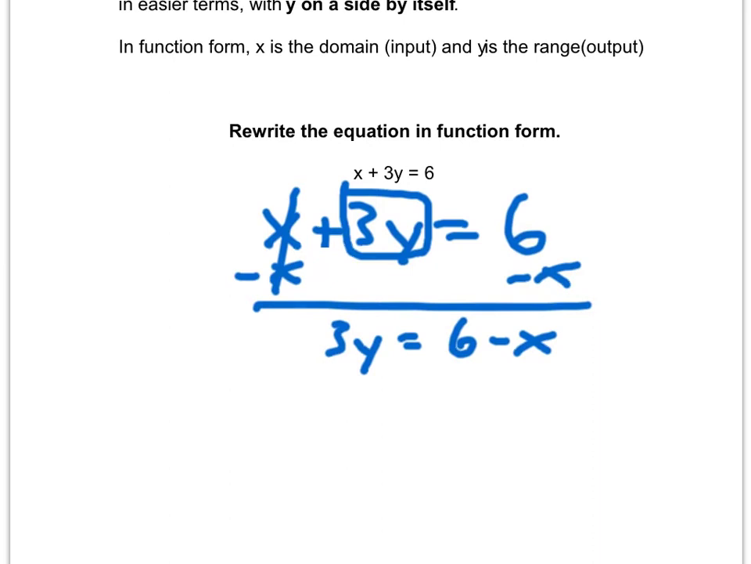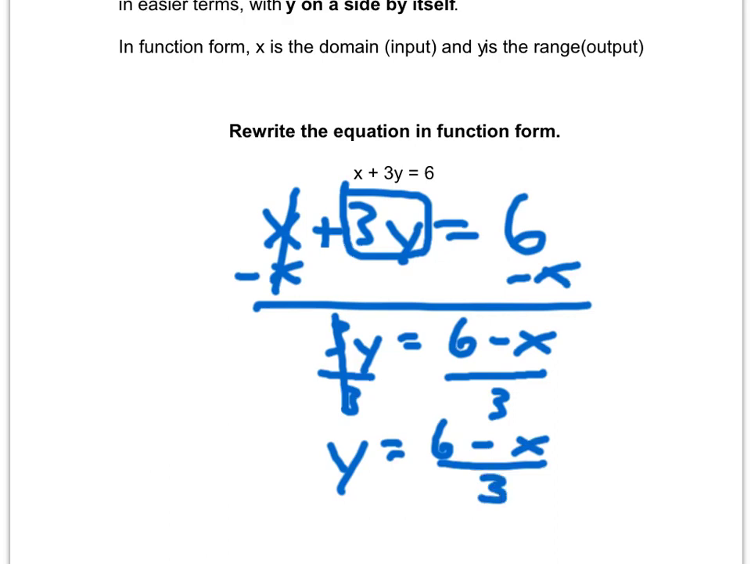Well, then the next thing I need to do is get y by itself. So to do that, I'm going to divide each side by 3. And I need to divide this whole side by 3. That's where some of us struggled in the last unit. We had to divide the whole side by 3. So these cancel, and I get y equals 6 minus x all over 3.